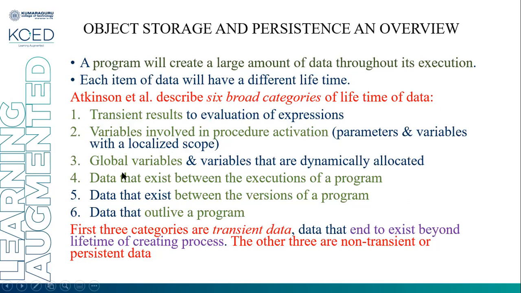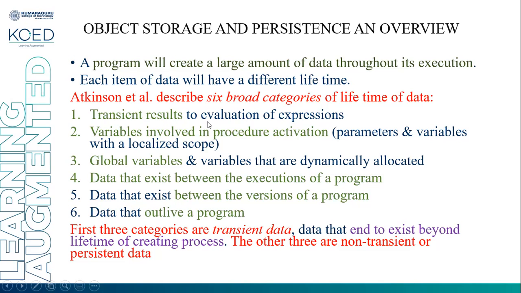The fourth is data that exists between the executions of a program. The fifth is data that exists between the versions of the program. The sixth is data that outlives the program. So these are the six broad categories of lifetime of data.